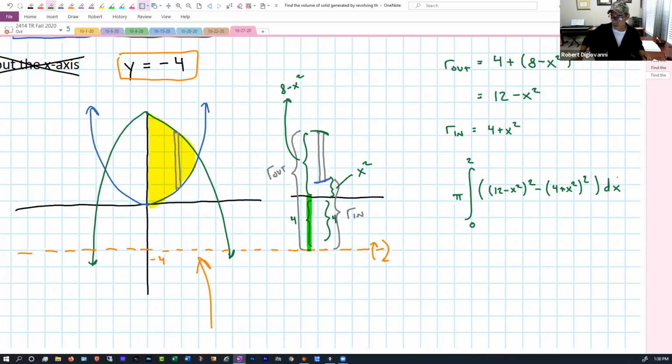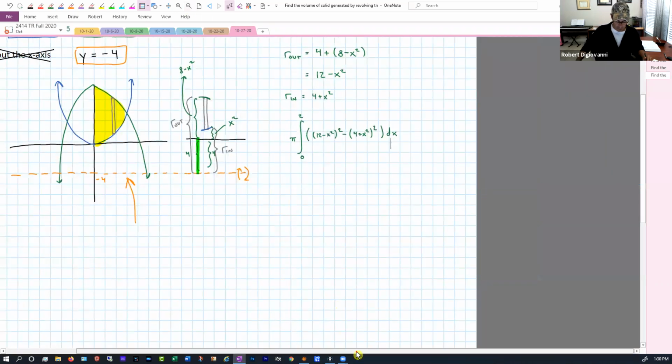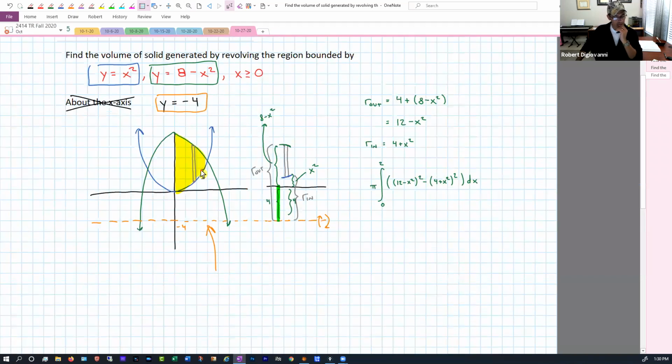And that's it. We would have to square this all out, expand it, collect like terms, integrate, power rule, and we'd be in business, right? So that was an example where we took a region and rotated it around a line that was below the region that we were talking about.